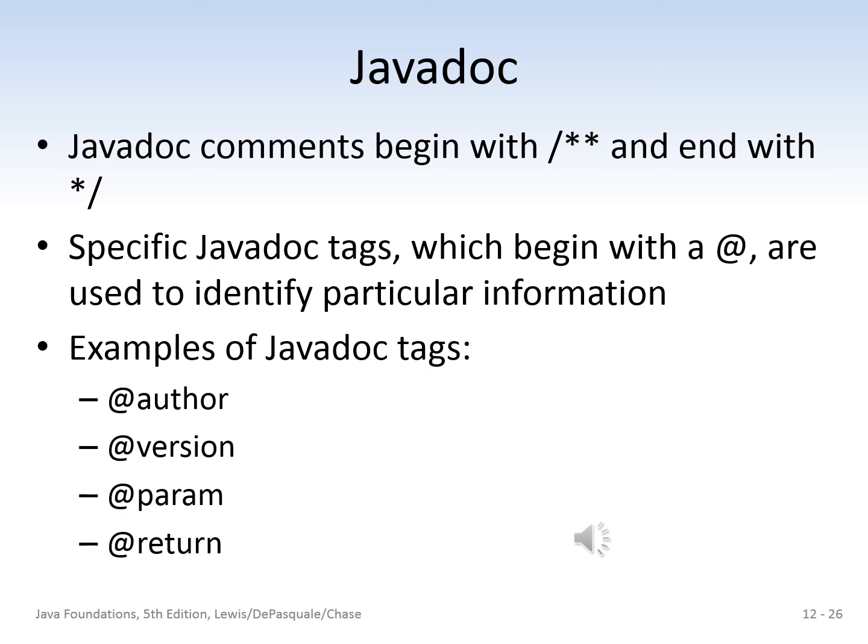A JavaDoc comment begins with slash, followed by 2 asterisks, and ends with asterisk slash. And within the JavaDoc comment, we use tags, which begin with the @ symbol. And these tags are used to identify particular information. So here we have an example of some of the JavaDoc tags: @author, @version, @param, @return. So we're going to start using JavaDoc comments within our class definitions.